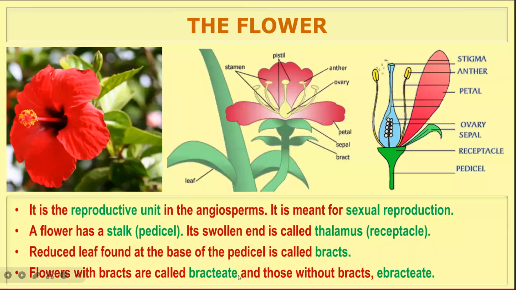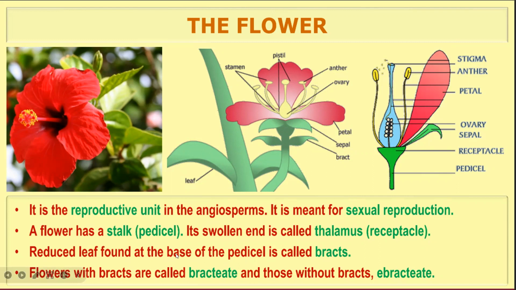It is swollen and is called thalamus or the receptacle. Receptacle, because on this thalamus you will get all the four whorls. From this thalamus, you will get a calyx, a corolla, sepal, petal, androecium, gynoecium.